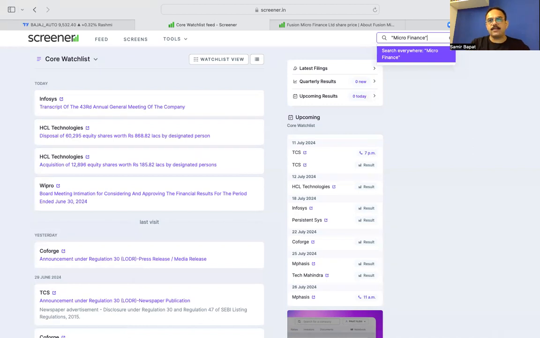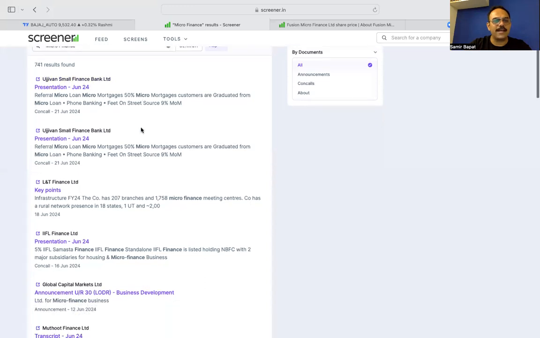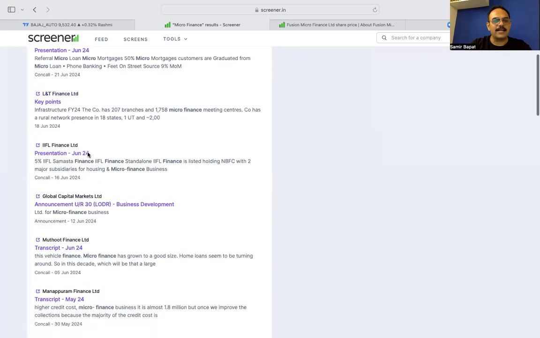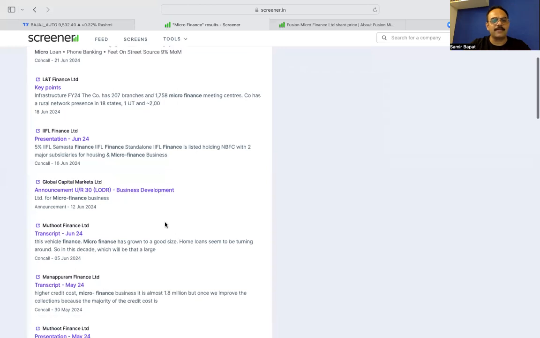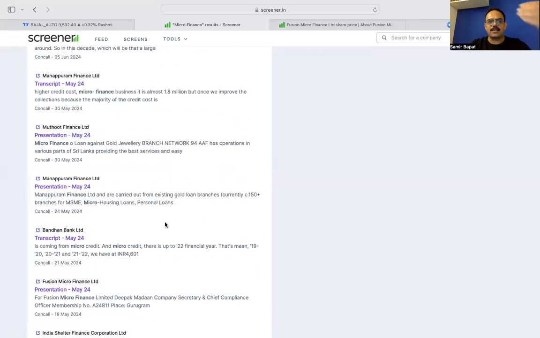Okay, and so you have to put in quotes, it will say search everywhere in microfinance. If you click here, it will give 741 results. So what it will search is wherever in the report this company has mentioned microfinance, or has to do something with microfinance, it will start putting it here. Ujjivan Small Finance Bank, L&T Finance Limited, IIL Finance Limited, Global Capital Markets Limited, Muthoot Finance. So you will have a lot of companies which are related to finance.